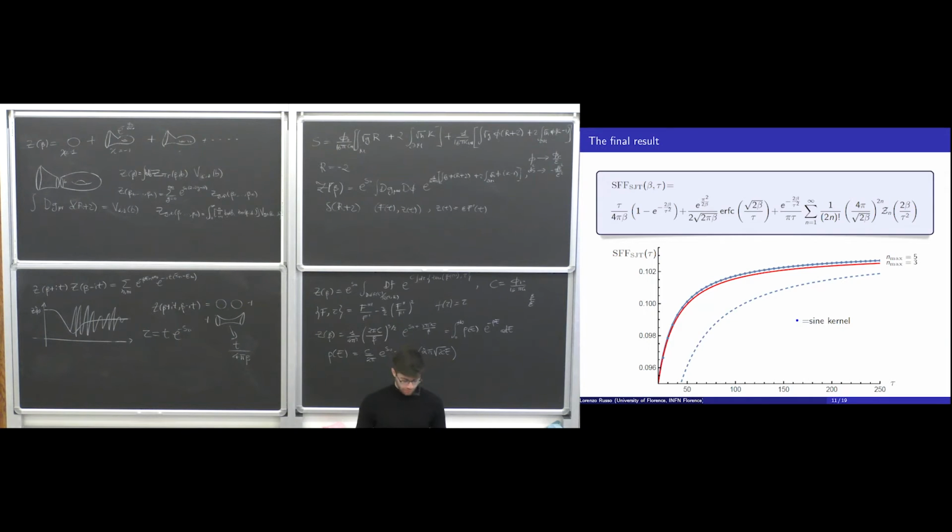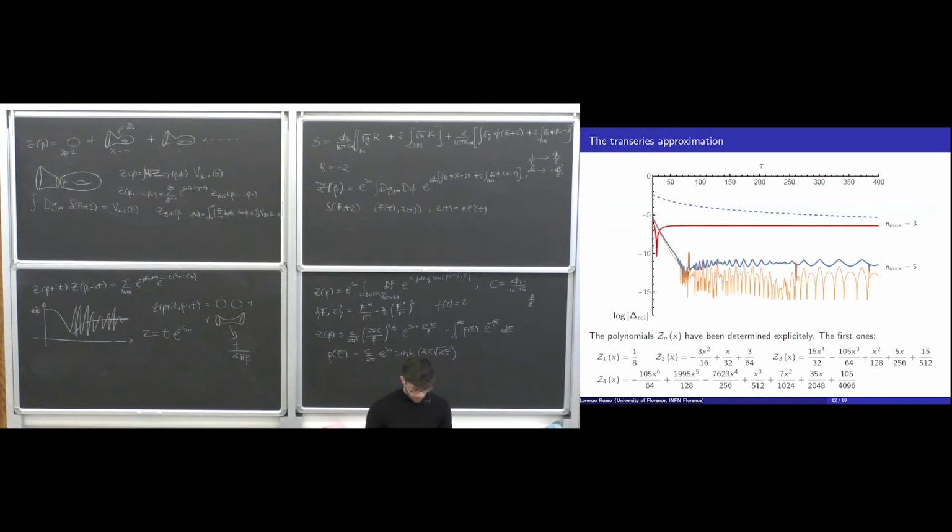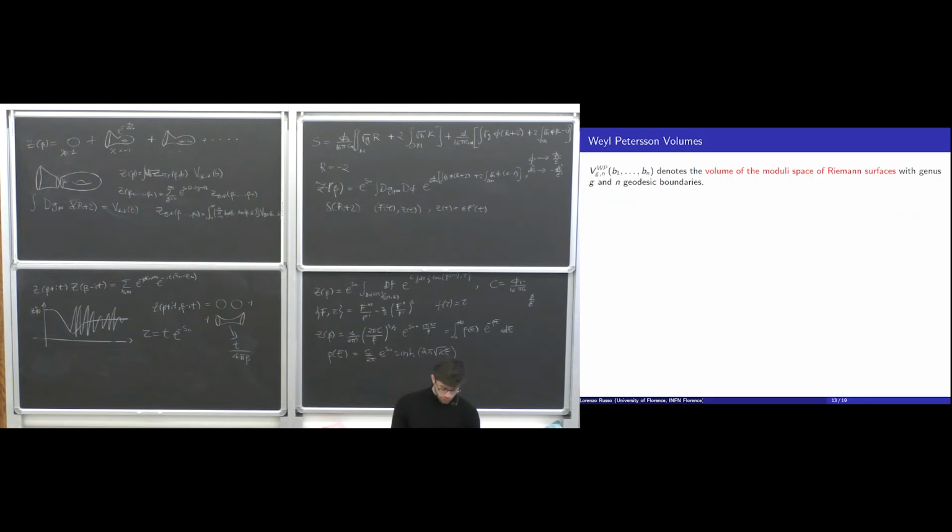Okay. So if there isn't any other question, let me move on to the second part of the talk, which is a bit more mathematically flavored, meaning that we'll be talking about Weil-Petersson volumes. So let me denote with this V_{g,n} the volume of the moduli space of Riemann surfaces with genus g and n geodesic boundaries. Basically, what I'm saying is we will talk about this volume here, which previously I introduced using the path integral.